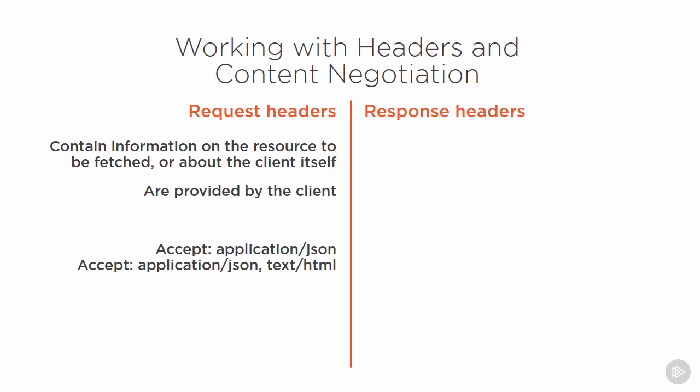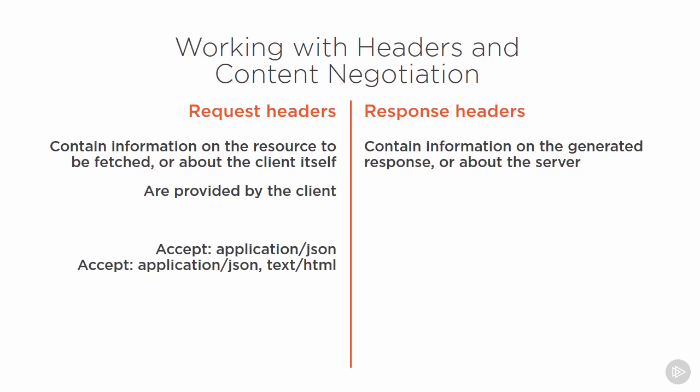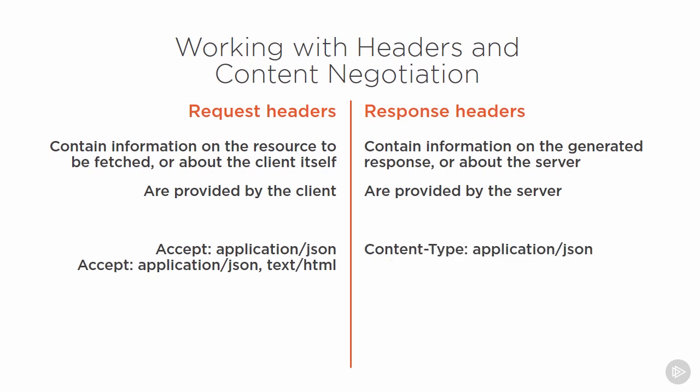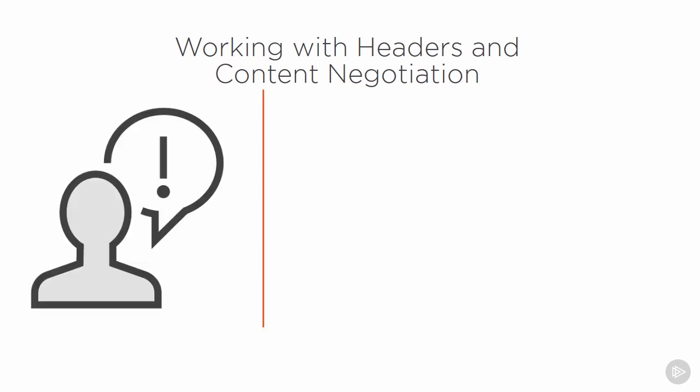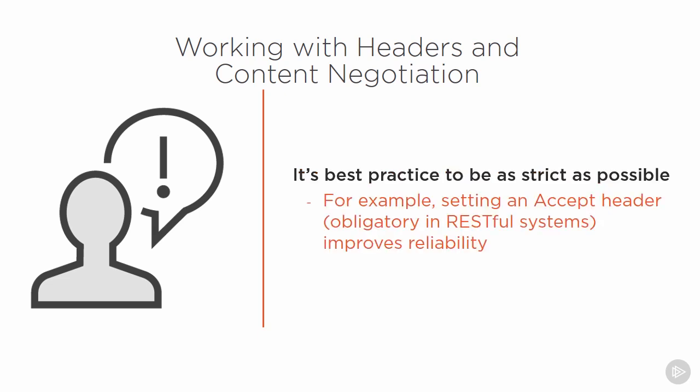The headers of a response then contain information on the generated response or server. These are thus generated by the API, or an in-between mechanism, and tell the client, for example, how to deserialize the response. That's what the Content-Type header is for. It provides the media type of the response body, for example, JSON. A lot of headers are optional, yet it's important to be as strict as possible to improve the reliability of our requests. For example, that Accept header we just mentioned is often not set, but it is an obligatory header in RESTful systems. It improves reliability.